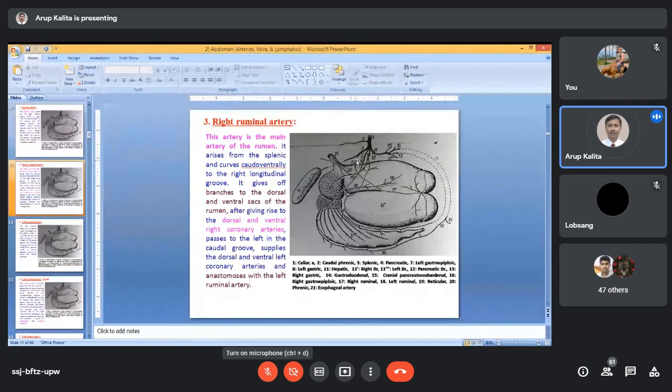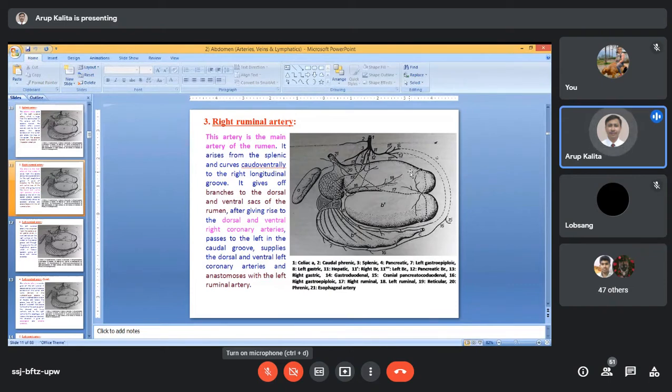The right ruminal artery, number 17, this one, arises from the splenic, but as it is very big, already I told you, you can say it is also a branch of the celiac artery. Actually, why it is very big? Because it has to supply the rumen. Rumen is very big structure. That is why it requires more blood. That is why this artery is very big.